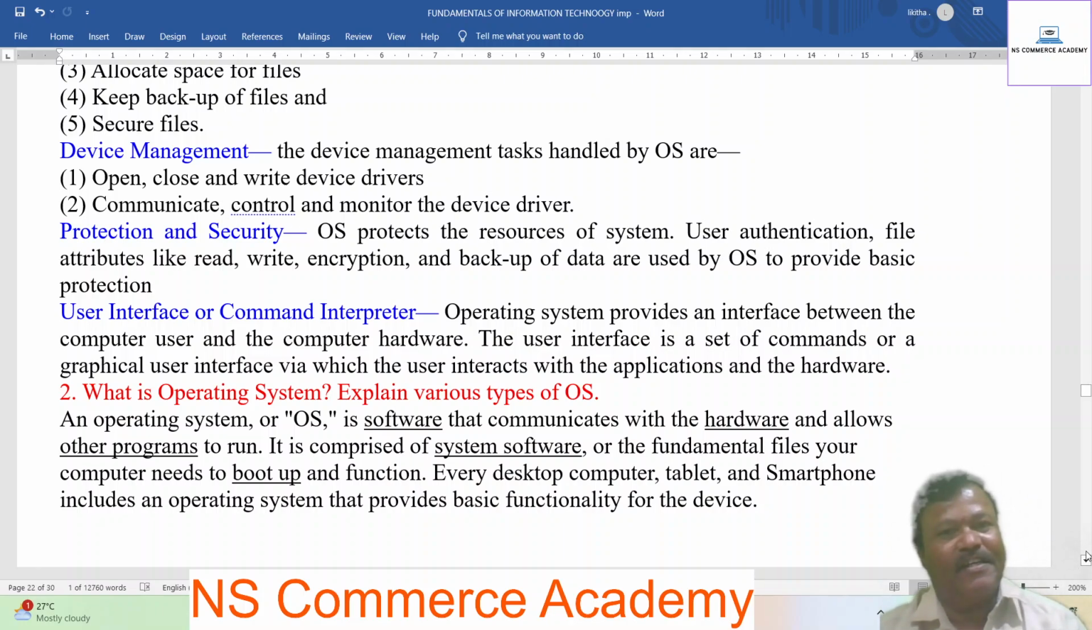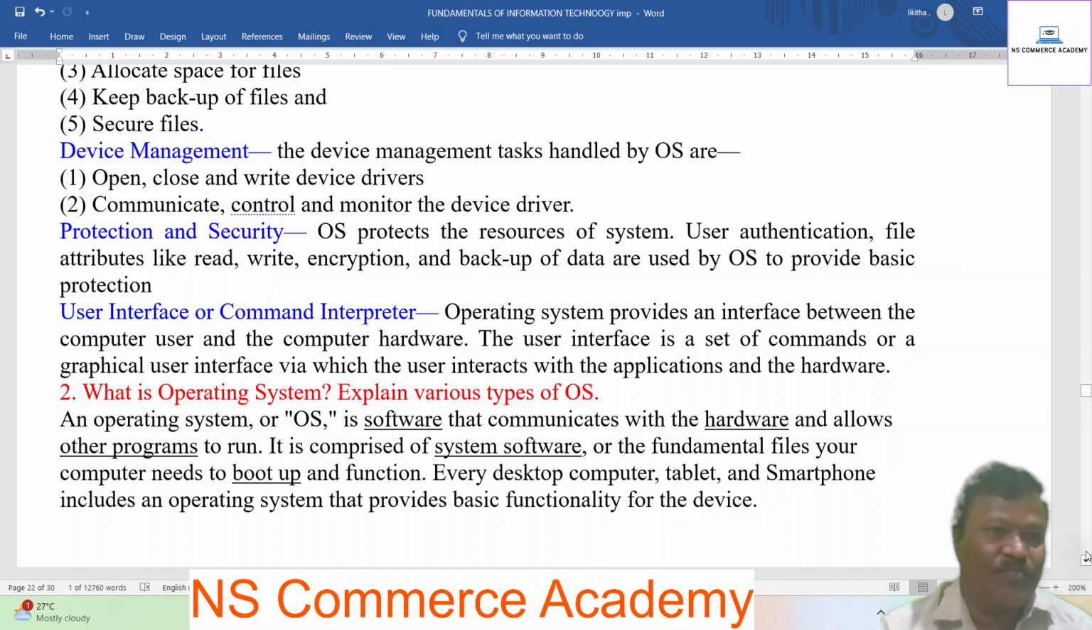Device management. The device management tasks handled by the operating system are: first, open, close and write device drivers; second, communicate, control and monitor the device drivers.